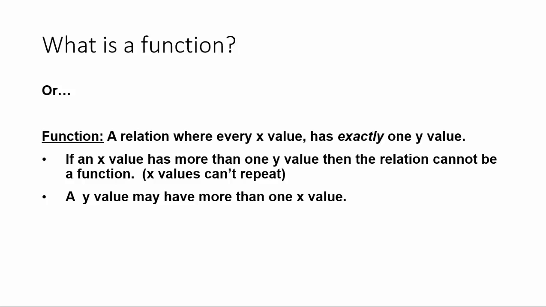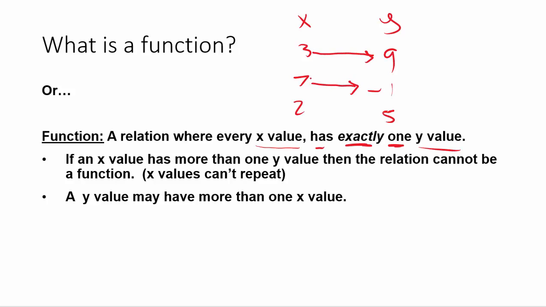So the formal, well, this isn't a super formal definition, but a definition for a function would look like this. It's a relation where every x value has exactly one y value. Okay, so the key here is that every x value, so if we have two columns here with an x and a y, every single x value would have to go to exactly one y value. So each x has to go to exactly one y.